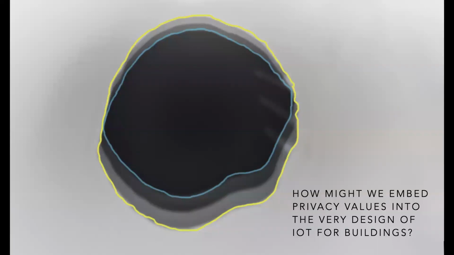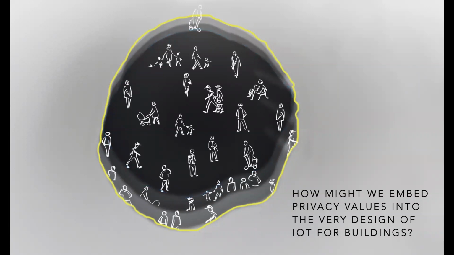A theory of change is needed for how we might embed privacy values into the very design of IoT that accounts for the lived experience of people in these physical spaces.